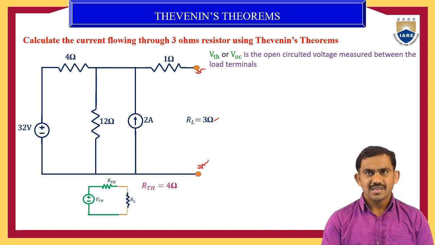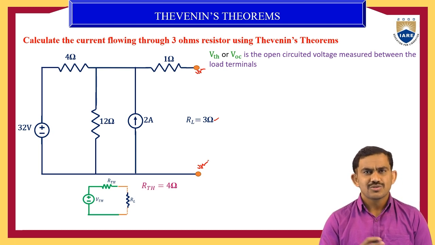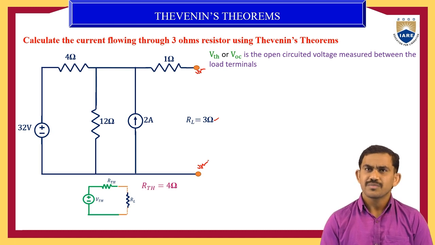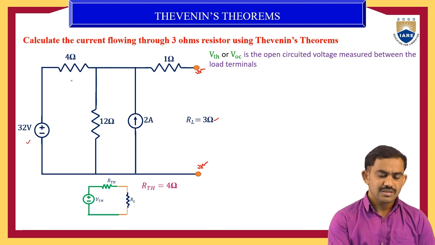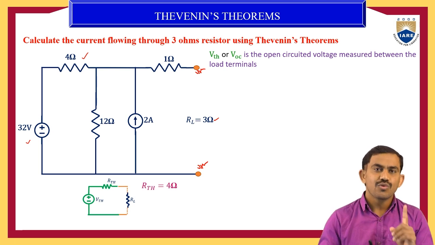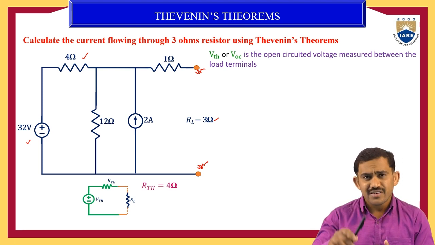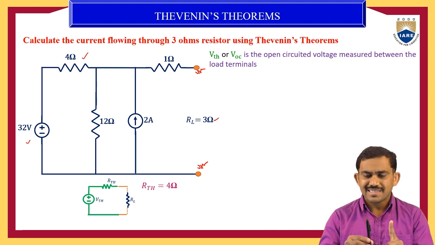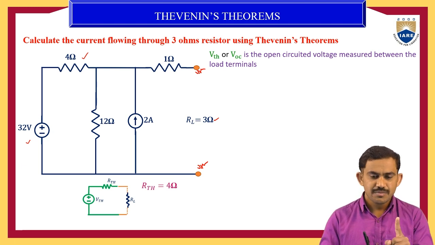Okay, so in this circuit, we have voltage source in series with the resistor and current source parallel with resistors. So I will convert the voltage source in series with the resistor. Source transformation means when we have the voltage source in series with the resistor, we can convert it to current source parallel with the same resistor.